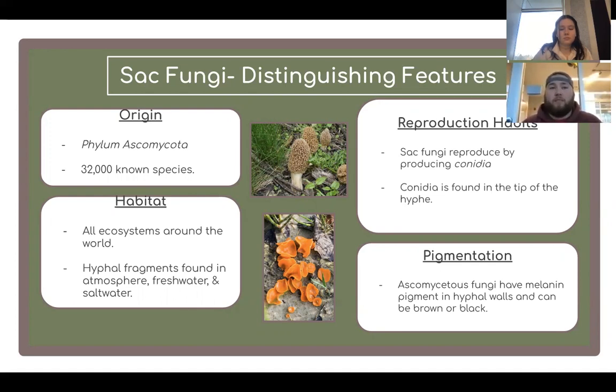Reproductive habits: sac fungi produce conidia and reproduce by detaching and spreading when matured. Conidia are found at the tip of a hypha. Ascospores can be found in the sac called the ascus. Pigmentation: sac fungi have a melanin pigment in the hyphal walls, so the outside pigmentation tends to be brown or black.